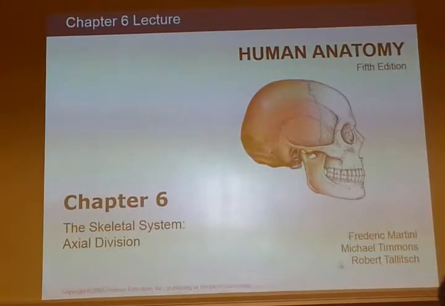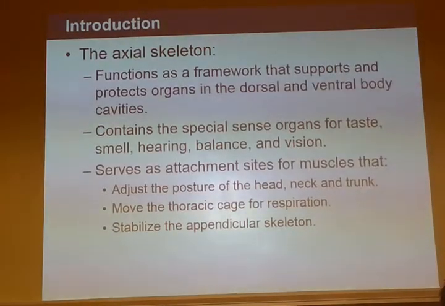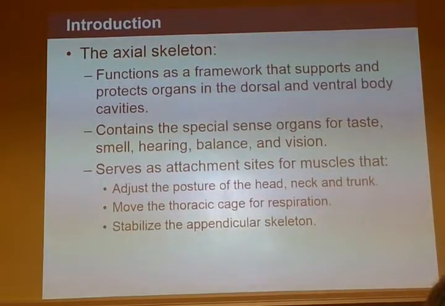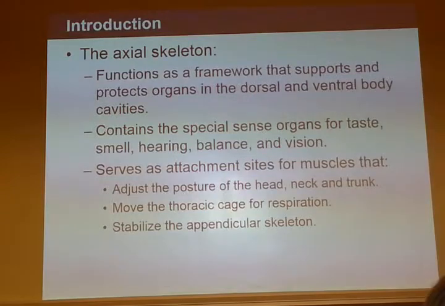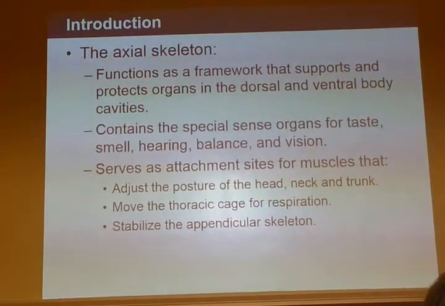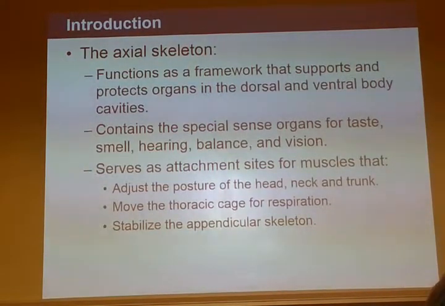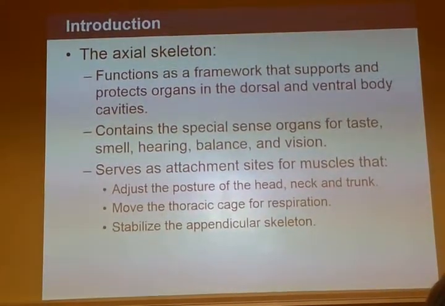So it's your head, your spinal column, your vertebrae, and all the way down to your coccyx, so your vertebral column, and the ribs and the sternum. That's your axial skeleton. Function of axial skeleton is protection. We have an exoskeleton here that protects our brain.